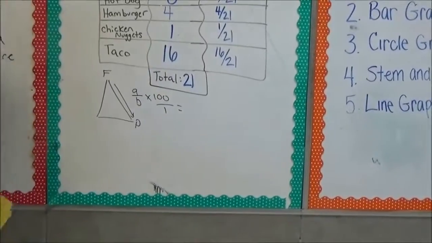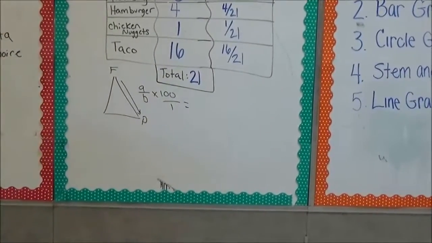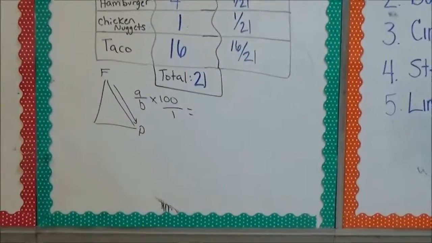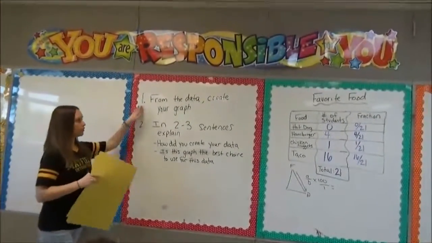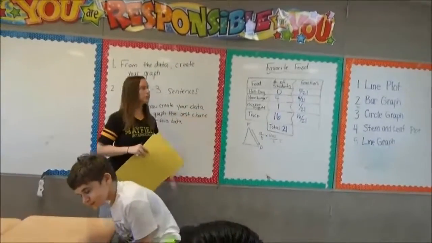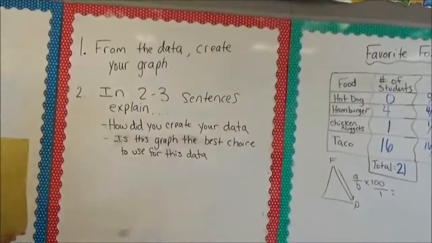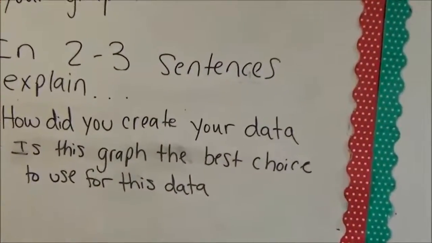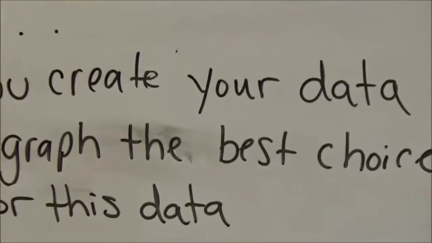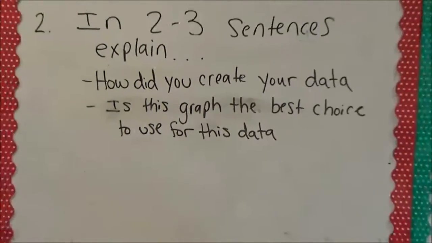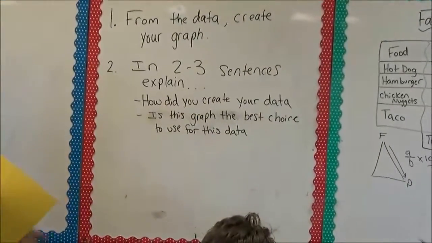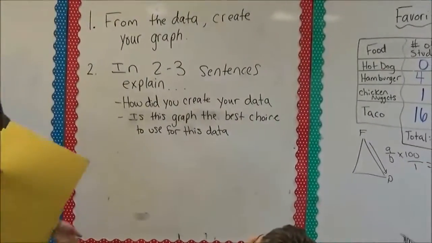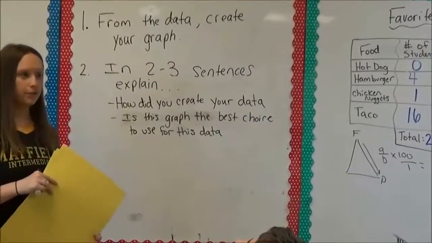Back to unit 3 with the triangles, fractions, decimals, and percents. All right, so one more thing before we start our graph. From the data Ms. Allman went over with you about favorite food, you are going to create your graph. There's 5 groups, there's 5 graphs, so each group will have a different graph. After you're finished creating your graph, in 2 to 3 sentences, you are going to explain how you created your data.